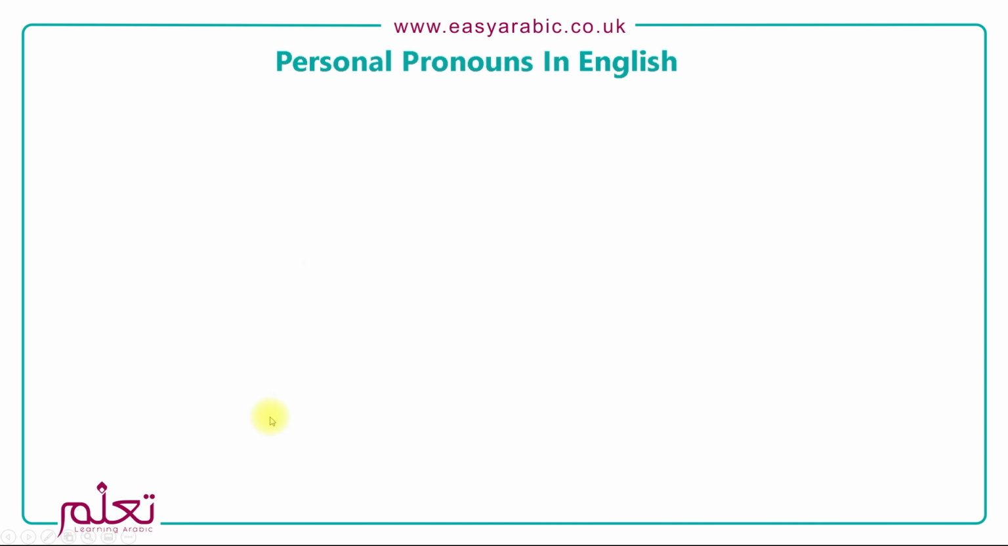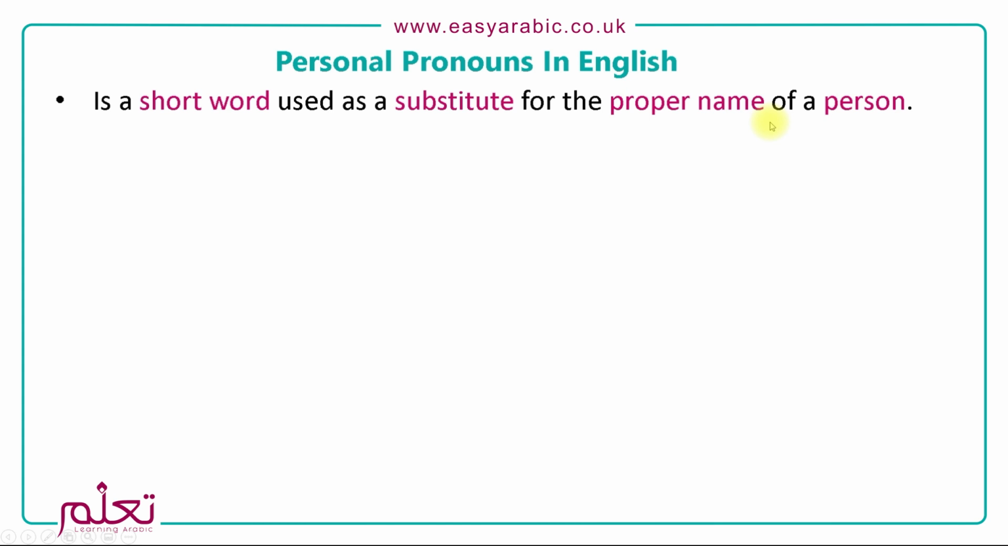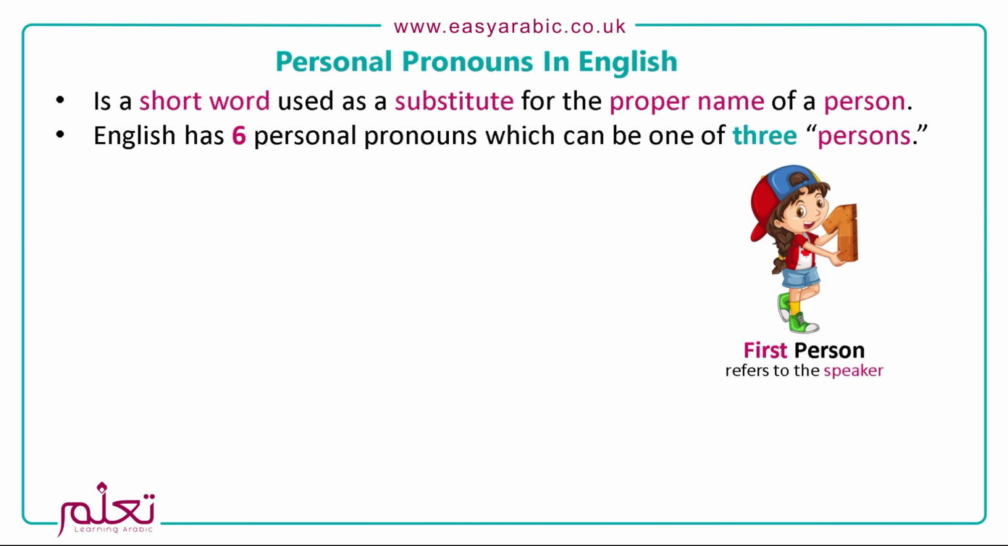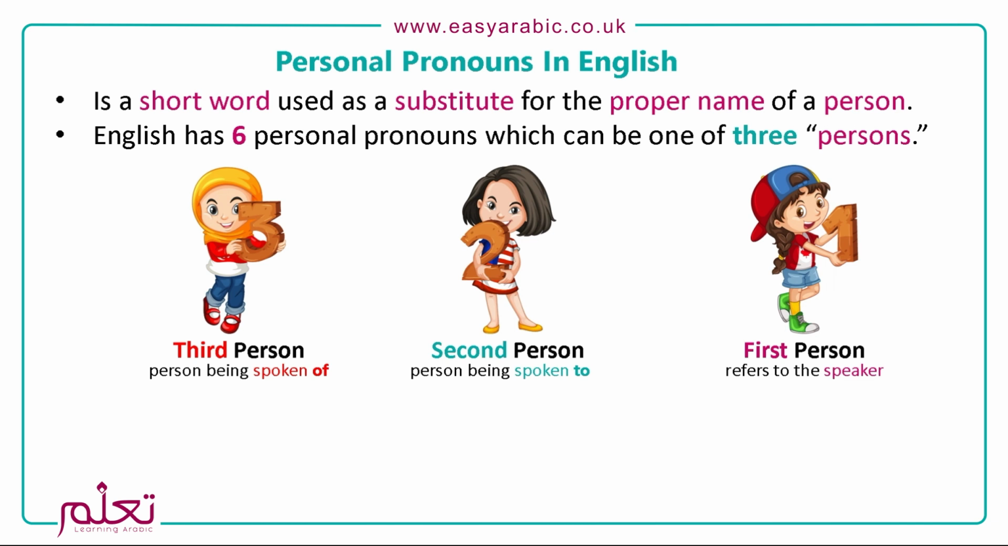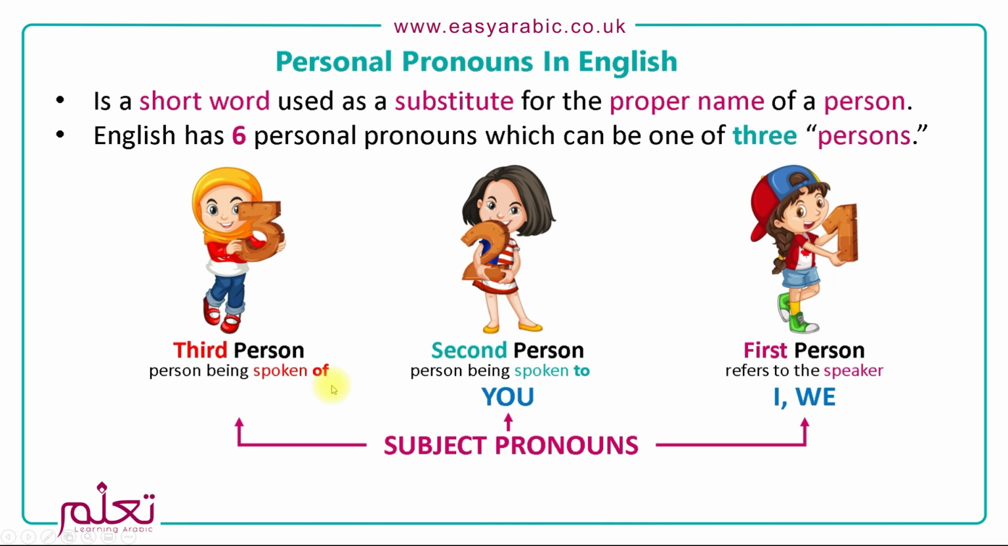Okay. Personal pronouns are short words used as a substitute for proper names of a person, and normally used for people. English has six personal pronouns, which are of three types. So the first is the first person, which refers to the speaker. And then we've got the second person, which is the person that you're speaking to. And then the third person is the person you're speaking of. And all these three are what we call subject pronouns. So for the first person, the subject pronouns are I and we. For the second person is you. And for the third person, it is he, she, or they.